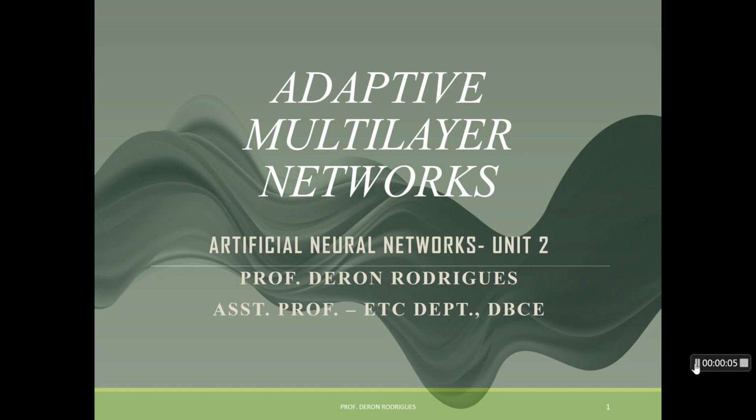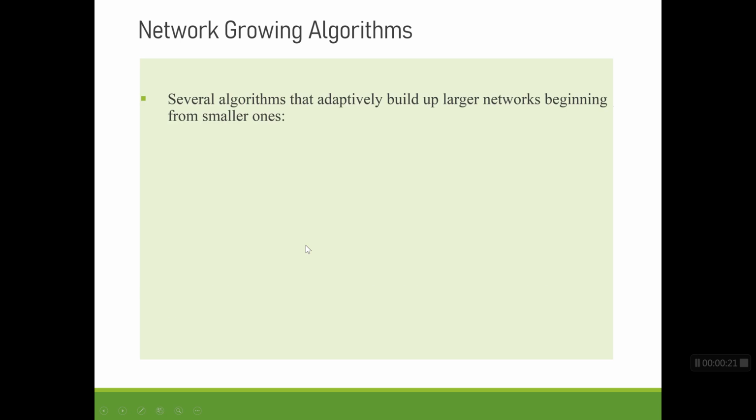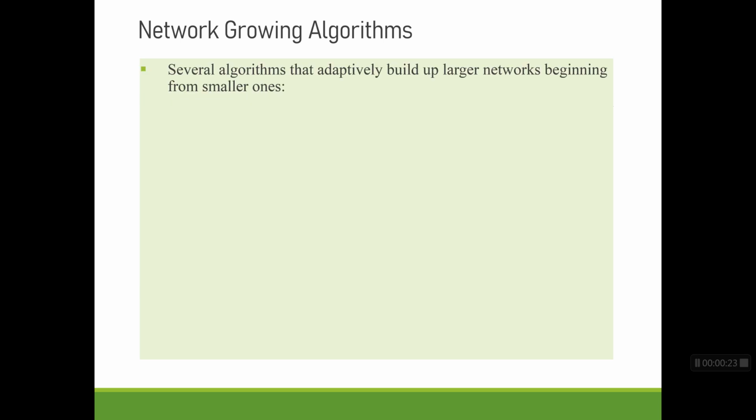Let us continue with the adaptive multi-layer networks which we have studied. We first had a look at the network pruning algorithms, the different techniques of pruning. Now we shall have a look at the network growing algorithms. There are several algorithms that are used to build larger networks beginning from small ones.